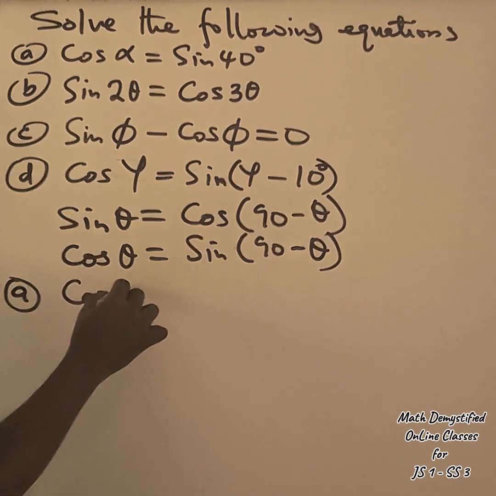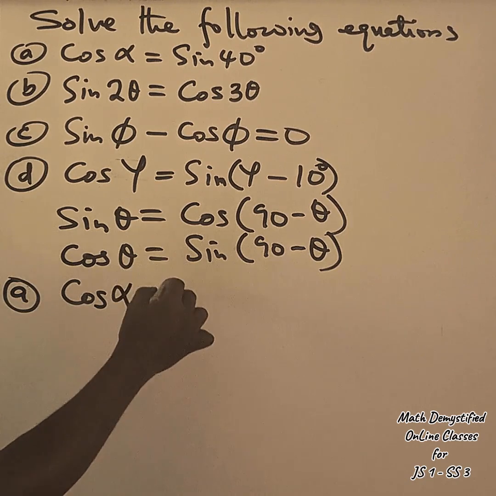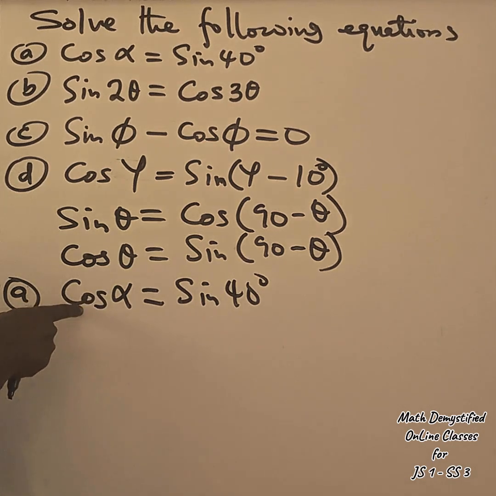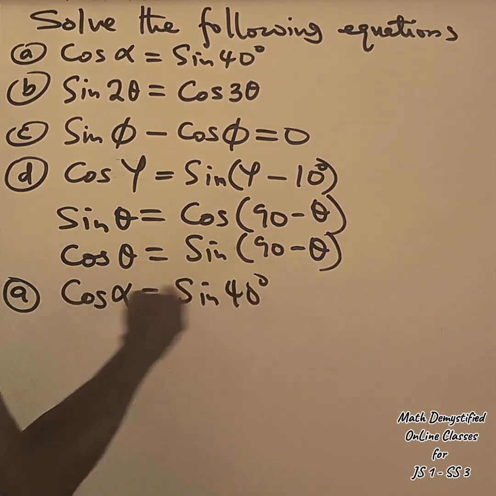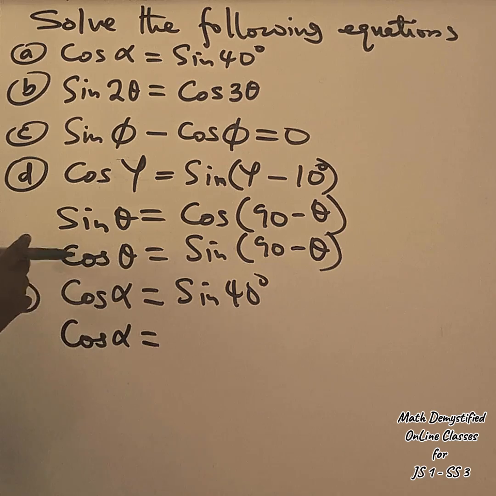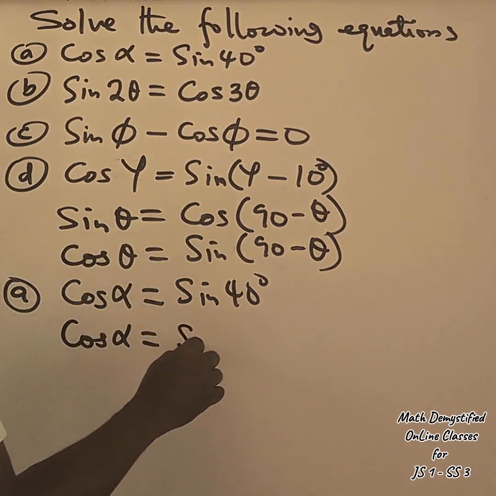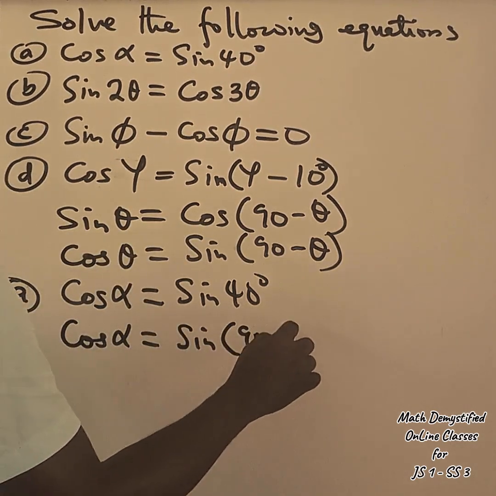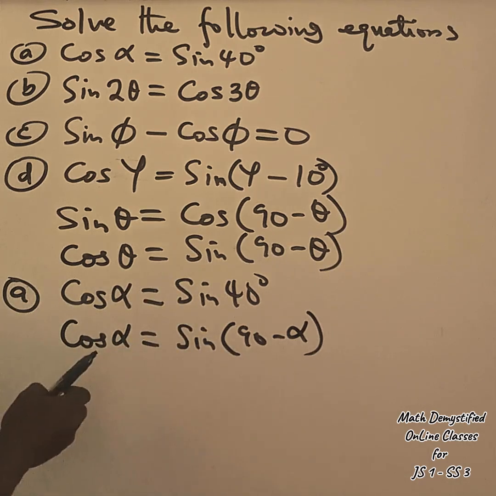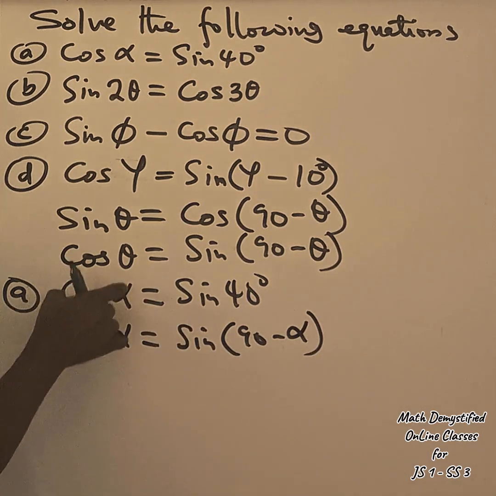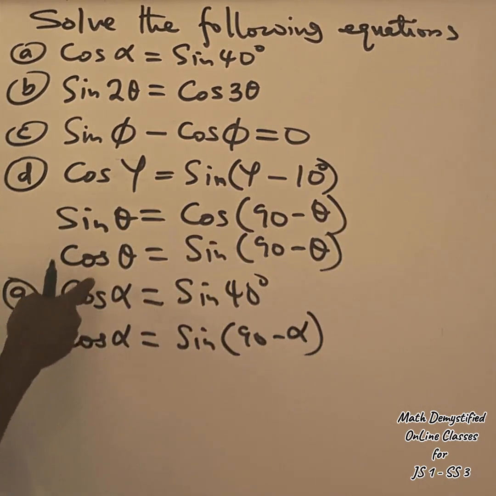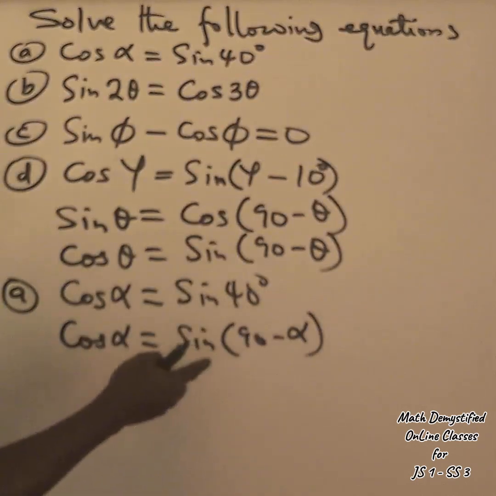Cos alpha is equal to sine 40 degrees. We will write this as though this does not exist. So we have cos alpha. If I want to express it like this, it should be sine 90 minus alpha. We're writing this just to look like this. All I'm doing is picking one part here and writing it to suit what I have here. Now, because the left hand sides are the same, the right hand sides too are the same.